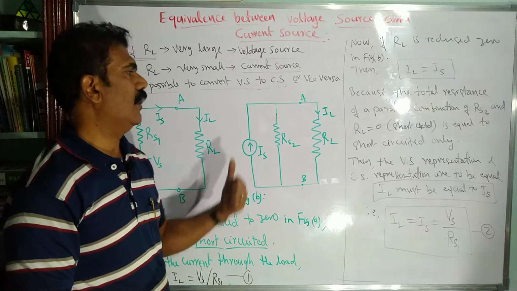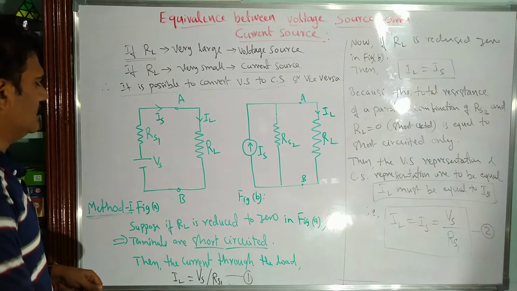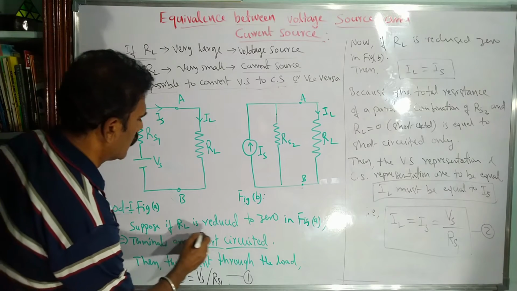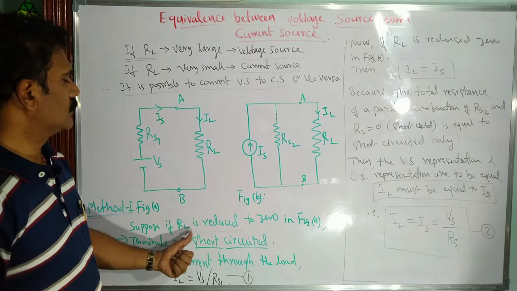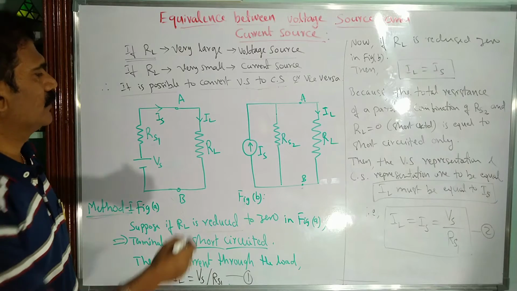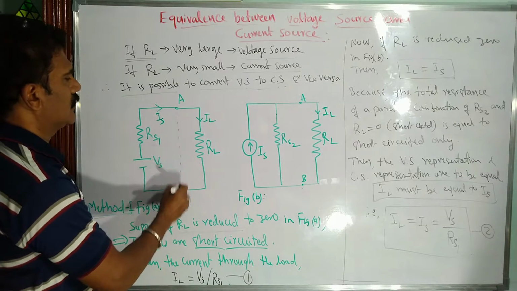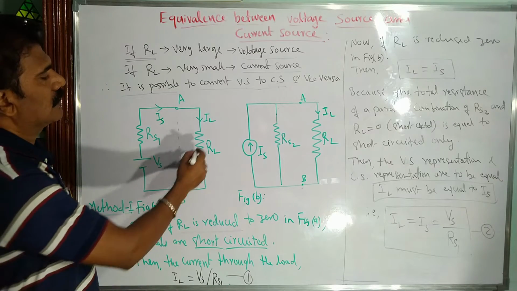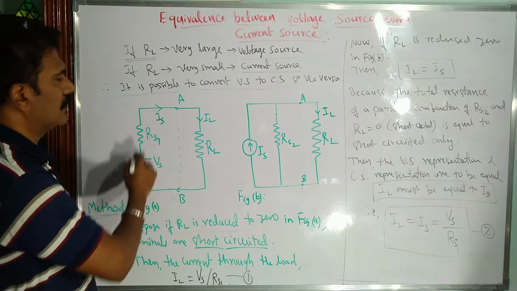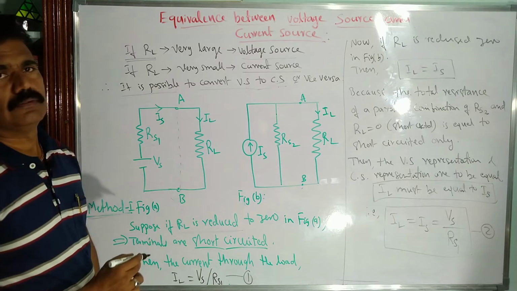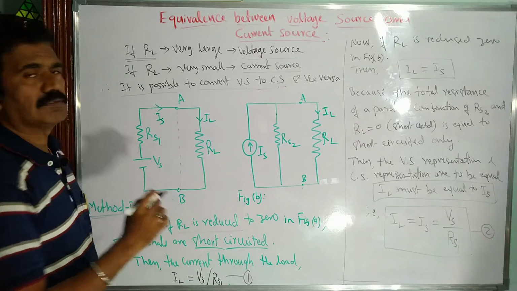Now let us try to prove that the voltage source and current source are equivalent to each other. In the first method, you consider RL as the main factor. First let us assume the connected RL is reduced to 0. How is it possible to make it 0? By just shorting the circuit across the terminals A and B, so that the resistance is eliminated. The circuit is closed from terminal A to B directly, which is called short circuited. So RL equal to 0 means the circuit across the terminals A and B is short circuited.